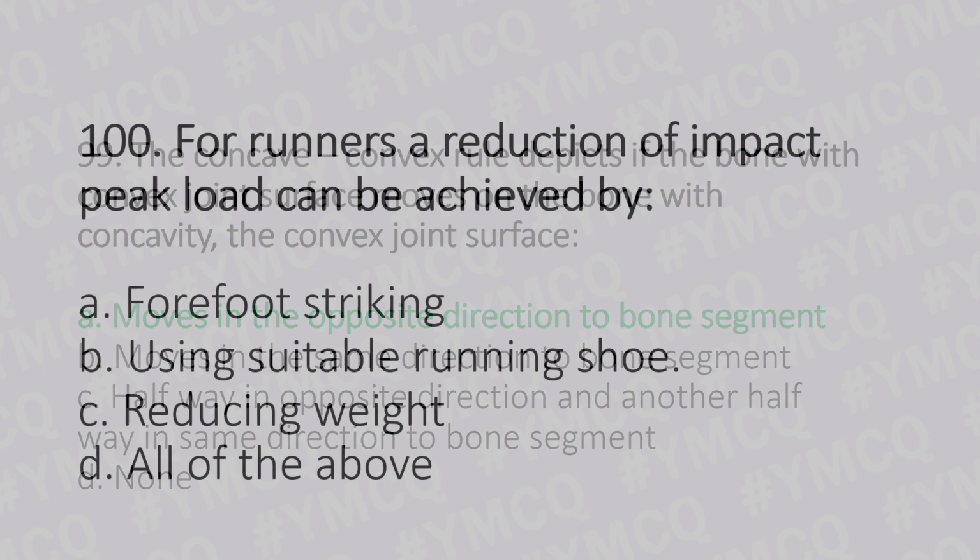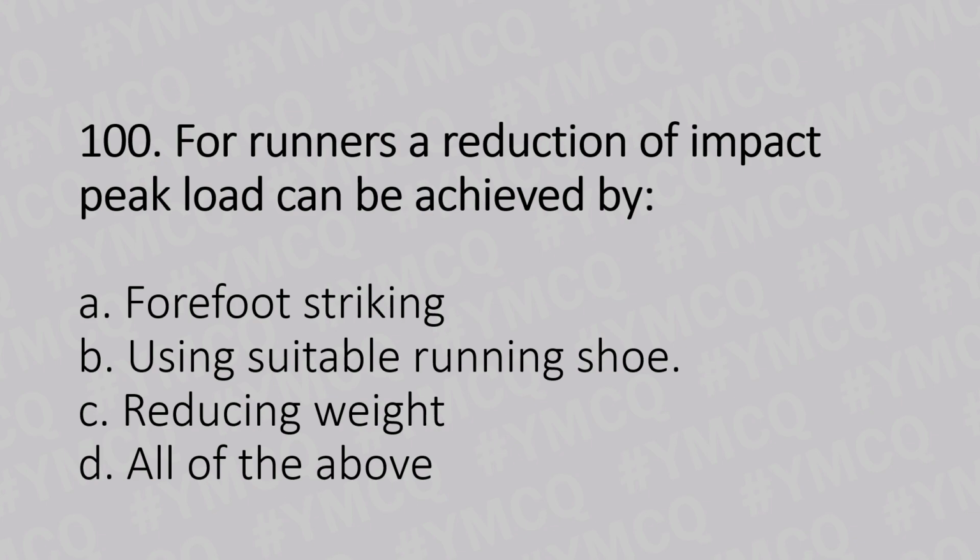Moving to our 100th question. For runners, a reduction of impact peak load can be achieved by option A, forefoot striking. Option B, using the suitable running shoe. Option C, reducing the weight. Option D, all of the above. And the answer is option D, all of the above.